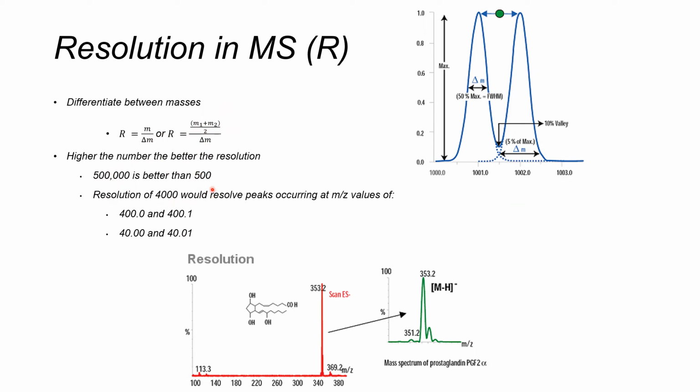A resolution of 4,000 would resolve peaks occurring at mass to charge ratio values of 400.0 and 400.1, or 40.00 and 40.01. This is just an example of some of the resolutions that might be required. If we zoom into this peak, we can see that there are some overlapping peaks here, which are not typically very well resolved. And here's an example of some of the things that we need to know in determining the resolution.